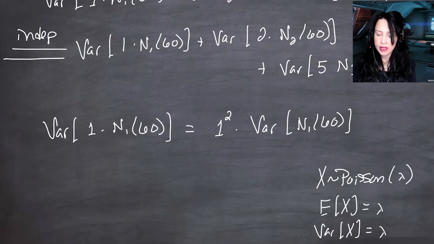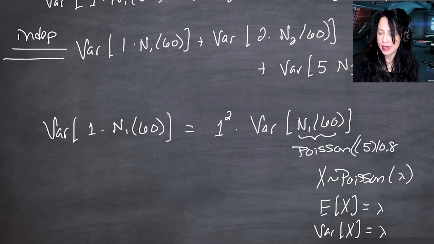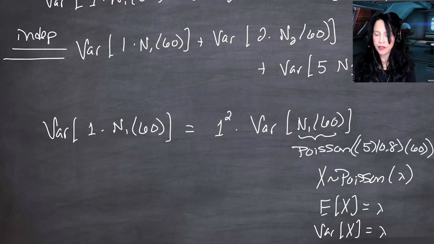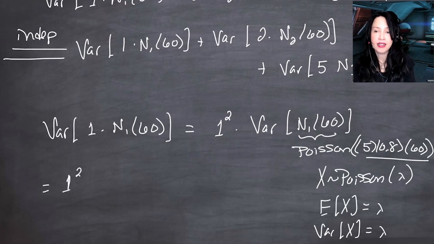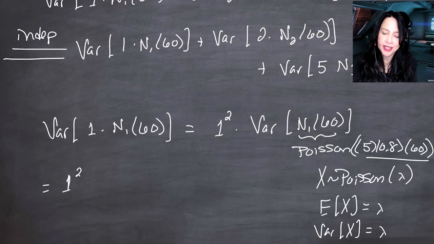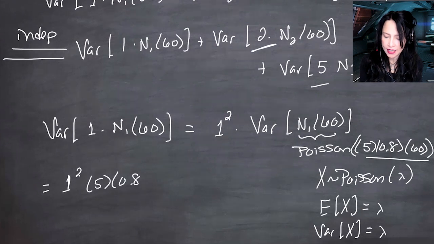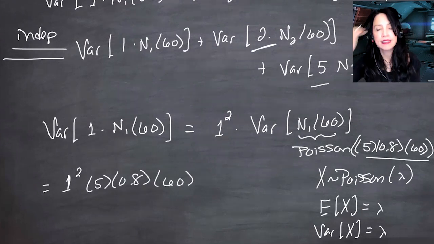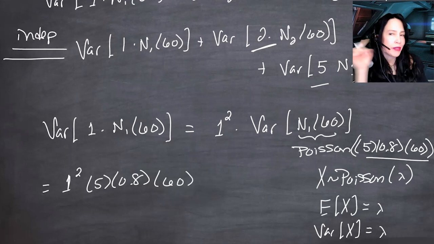And we already know that this is Poisson with parameter 5 times 0.8 times 60. So the variance of such a random variable is 5 times 0.8 times 60. So I get 1 squared, which obviously you don't need, but I want to make sure you see it when you're dealing with the 2 and the 5, times 5 times 0.8 times 60. So let me know if that doesn't make sense. Well, I'm going to go on to part B.